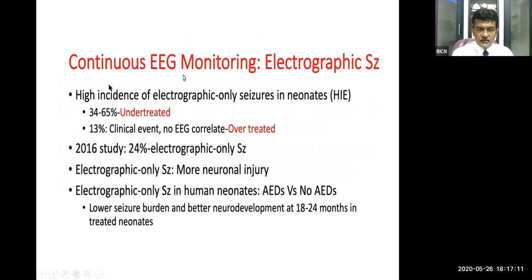As we mentioned, for electrographic seizures we need to do continuous EEG monitoring, and the incidence is very high, treated or untreated. So you need to be careful in a patient, specifically with HIE. It is known to cause more neuronal injury, and that's why we need to control it with medicines.